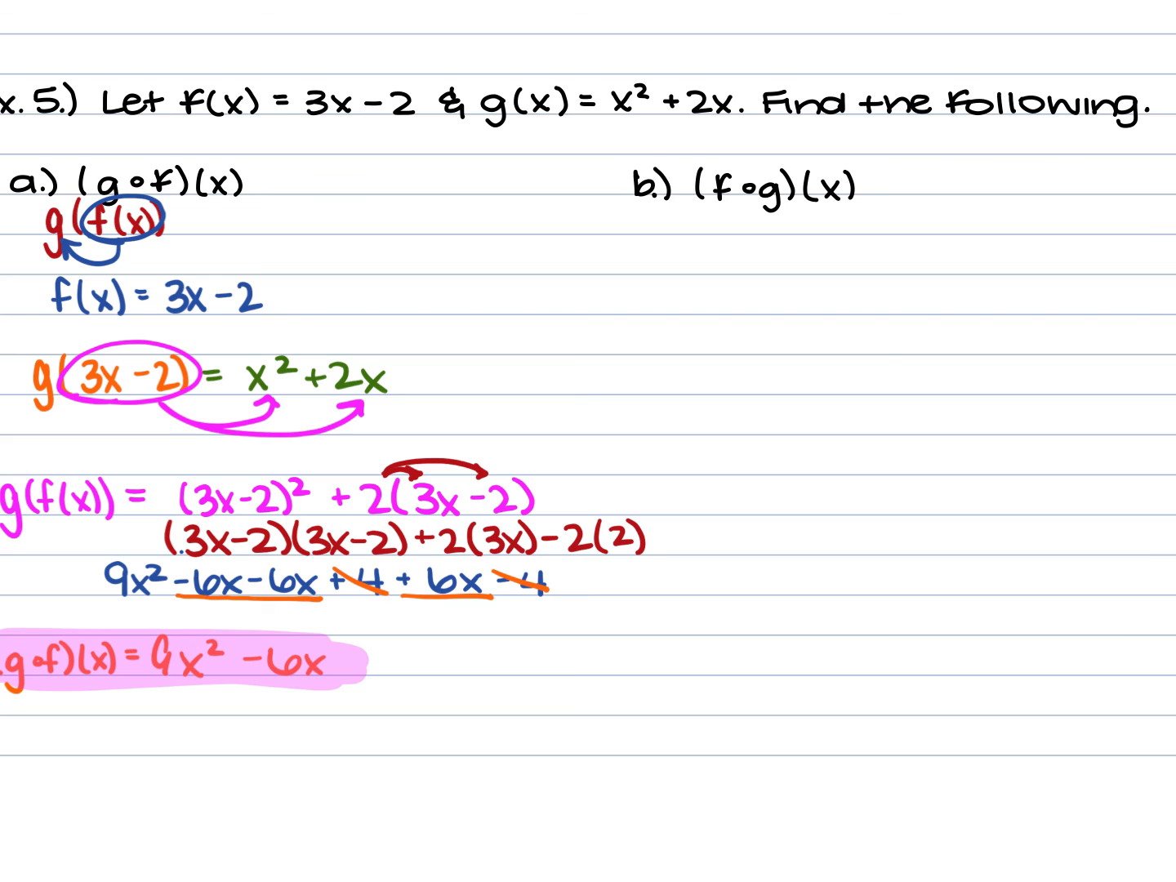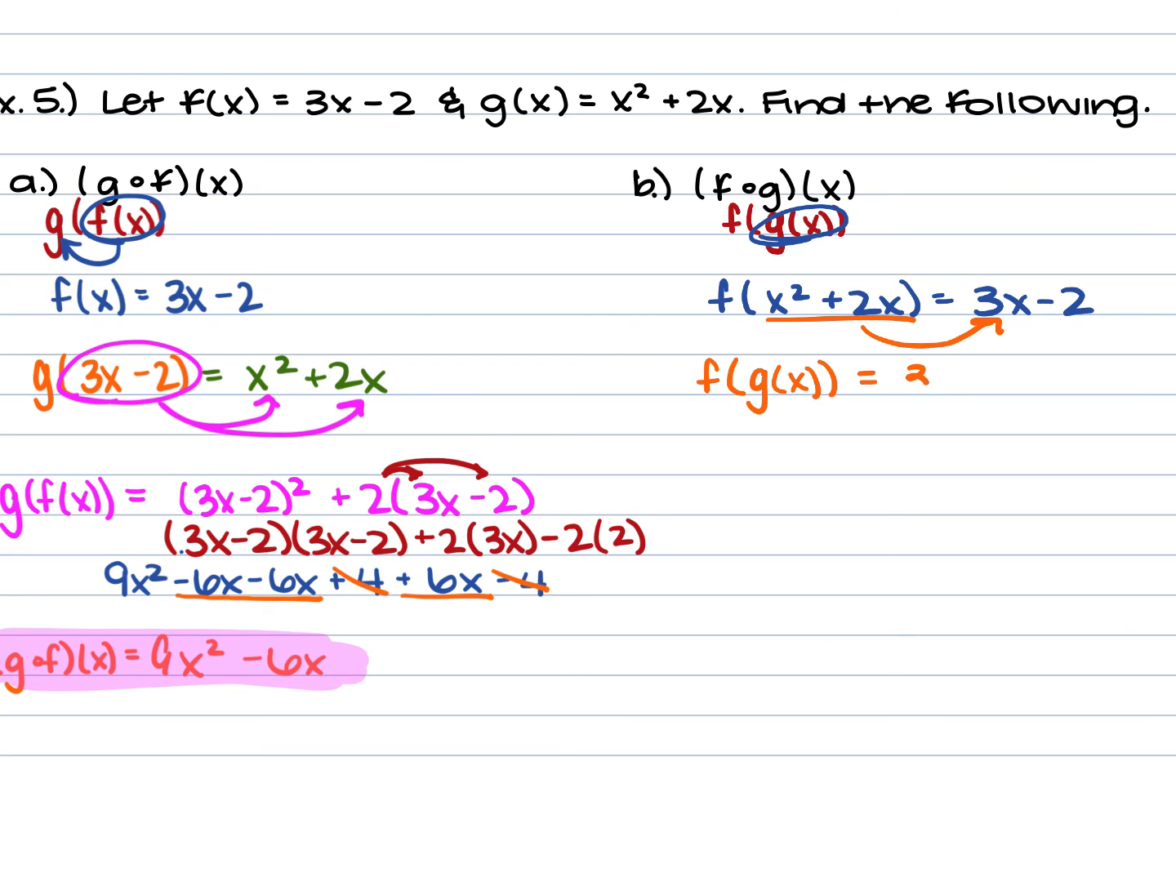And for our last example, B, we have f of g of x. So again, if you want to rewrite this, it's the same thing as saying to take f of g of x. So we're just going to find what g of x is, which is x squared plus 2x. So we're going to do f of x squared plus 2x, which means f of x is 3x minus 2. We're going to take the x squared plus 2x and plug it in for x in that 3x minus 2.